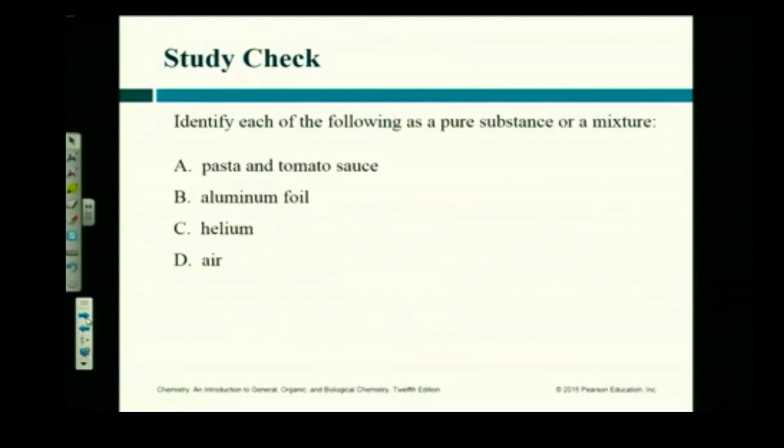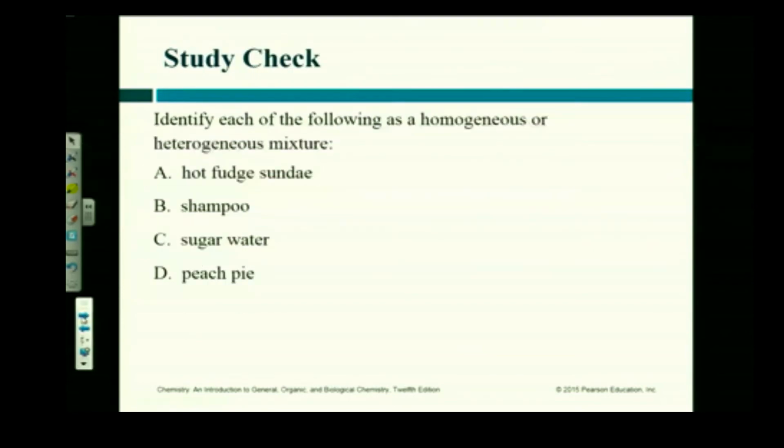So, which of these is a pure substance or a mixture? Pasta and tomato sauce, pure substance or mixture? It's a mixture, right? Aluminum foil? We said it's a good example of a pure substance, right? Helium? Mixture. Helium is an element. Okay. It's element number 2 on the periodic table. It is a pure substance. Air? It's a mixture, mostly nitrogen and oxygen. Okay? All right? These are all mixtures.